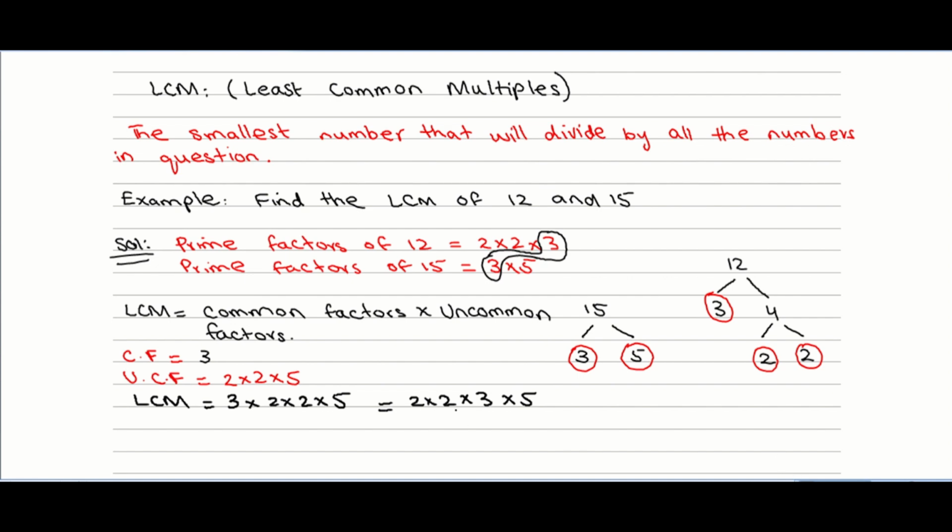When we multiply them, 2 times 2 gives you 4. Then 4 times 3 gives you 12. And then 12 times 5 gives you 60. So the LCM of 12 and 15 is 60. Okay, I hope it's clear.